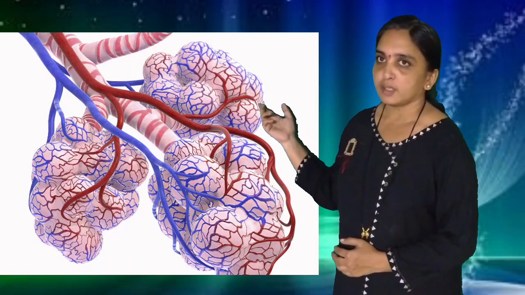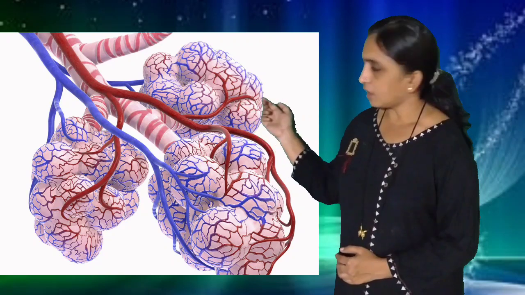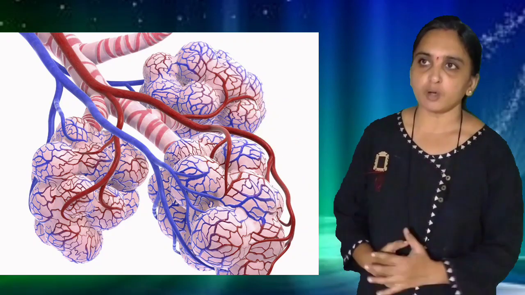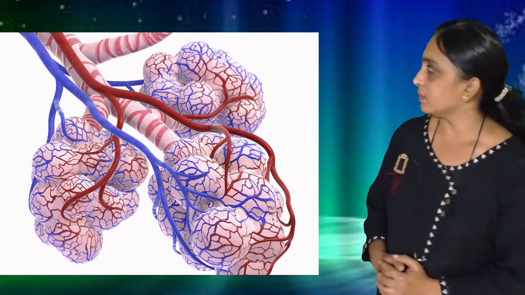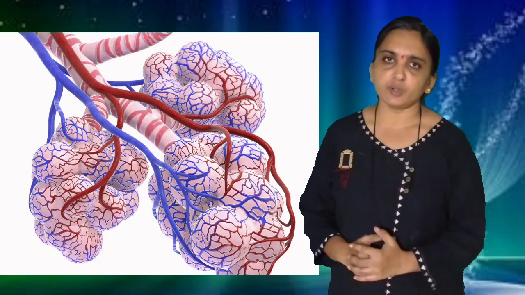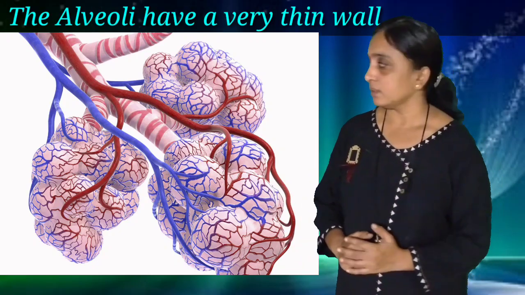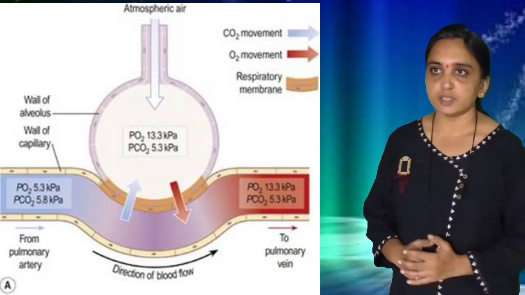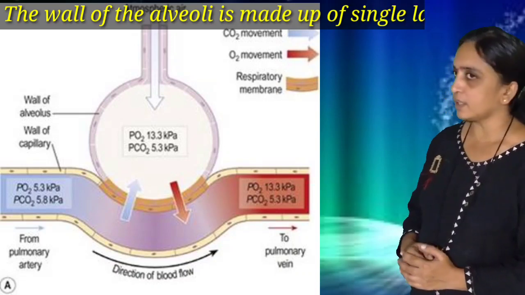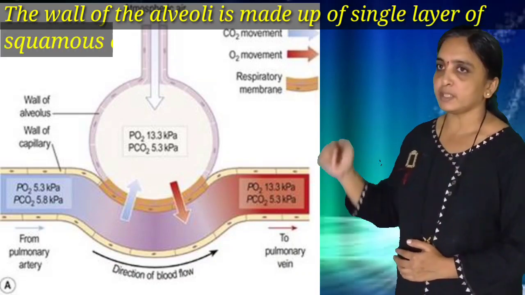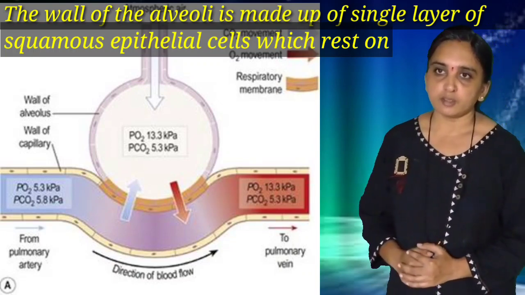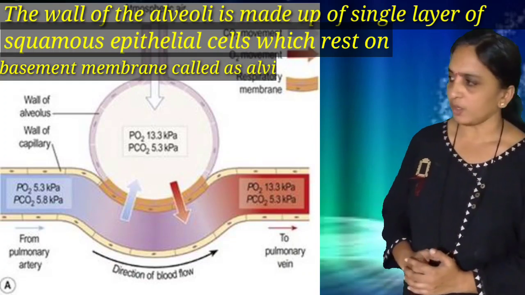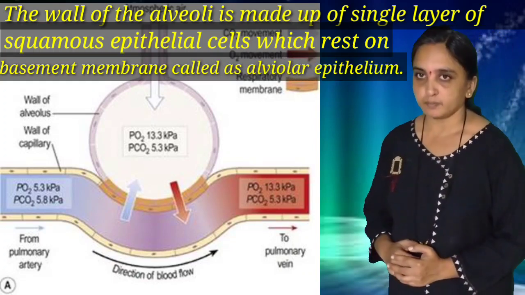The alveoli are surrounded or covered by a network of capillaries from the pulmonary artery and vein. The alveoli have a very thin wall. The wall of the alveoli is made up of a single layer of squamous epithelial cells which rest on the basement membrane, called the alveolar epithelium.